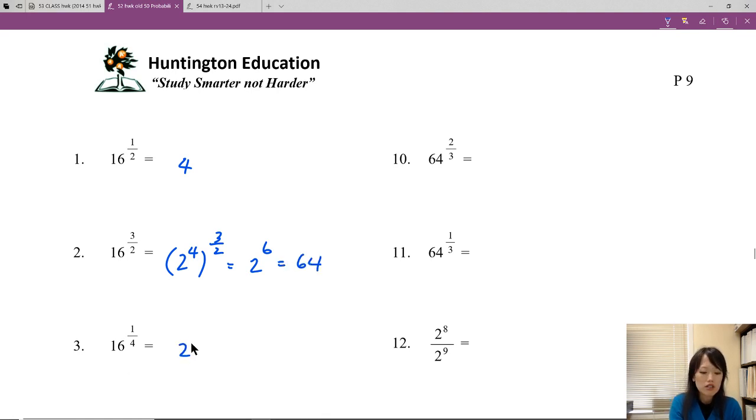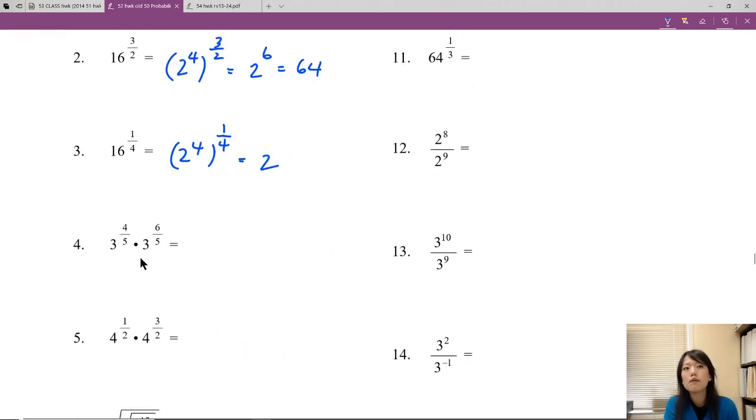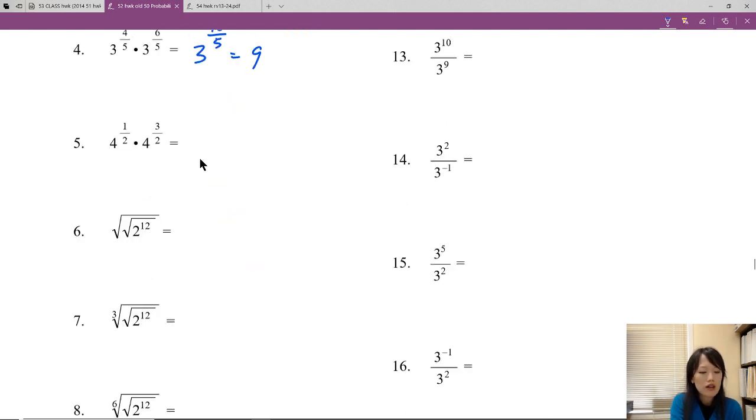Right? Here, same thing. 2 to the 4th whole thing to the 1/4 power. 1/4 times 4 is 1, so it's just 2. Here, same bases, different powers. Jenna, what do we do? Number 4. I think you add the powers together. Yeah, you add these two since they have the same base. It's 10 over 5. That's a 2, so it's 9. Same thing here. 4 to the 4 over 2, which is 2.